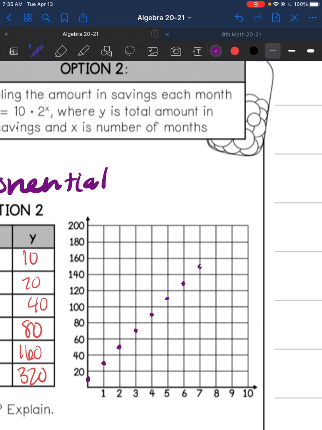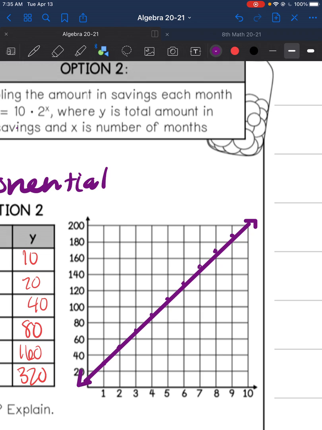And you can kind of see the pattern that we've got going on here. Linear function. Its rate of change is constant. It stays the same each time. So that means it's a straight line. Like so. And then now let's graph our second one.